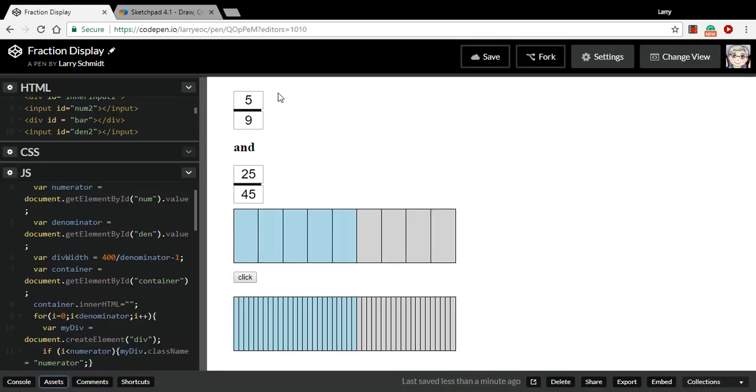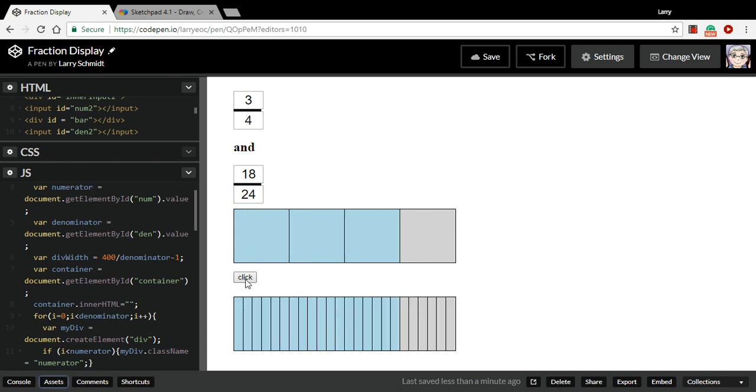Let's test that one too. So here's 3/4, and here's 18/24. Let's see. Yep, and that lines up too. So these are indeed equivalent fractions.